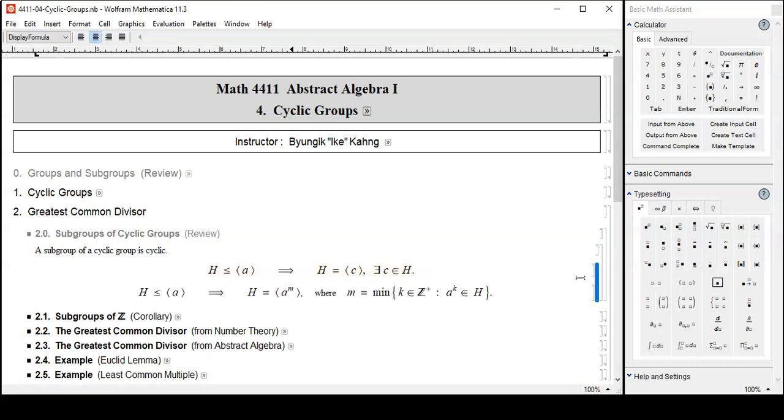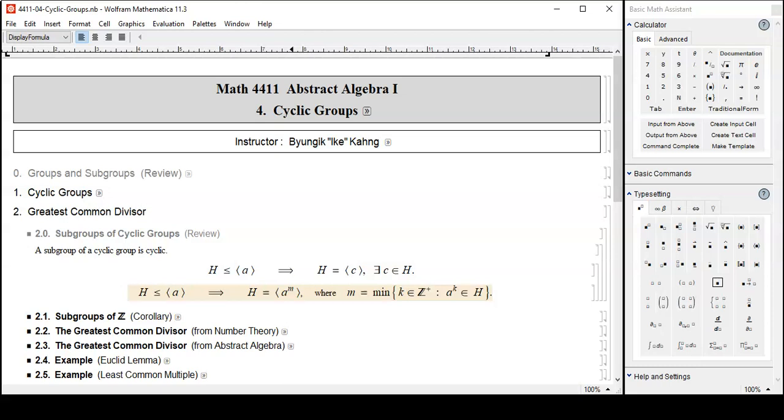Well, here's the answer. That generator c is actually a to the m power, where m is the smallest positive integer so that a to that power belongs to H. This is actually a practical formula because it gives you a completely algorithmic solution. Did I say completely? Well, at least almost algorithmic.